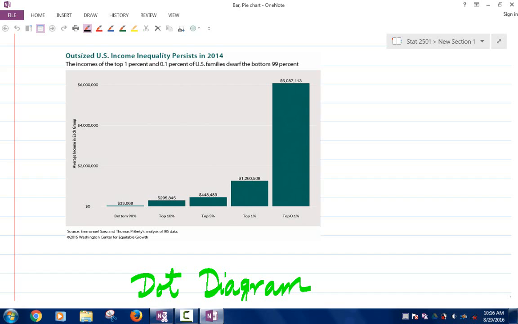Now, you have to be careful how you're reading them, though. These are average incomes, right? That doesn't mean that in the bottom 90%, every single household is making only that much. Average means some people are making more than that, some people a little bit less than that. So we have to be careful. Don't think that everybody is making 33,000.